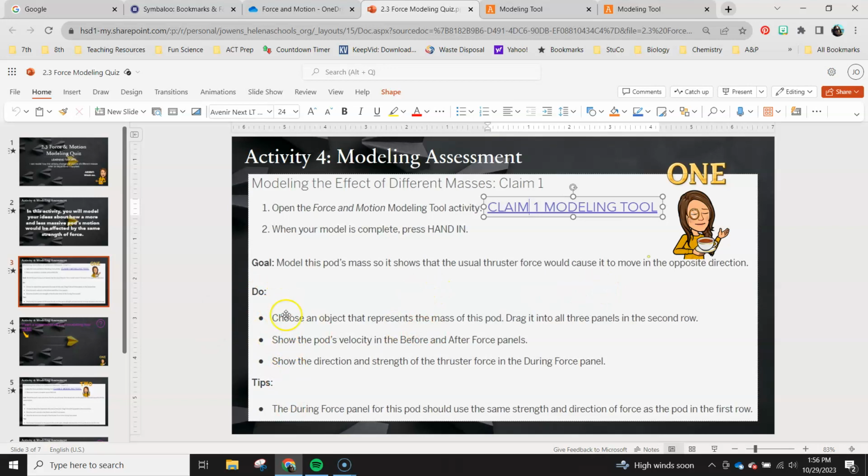Here's your little checklist of things you need to do. Choose an object that represents the mass of this pod. Drag it into all 3 panels in the second row, so you'll need 3 of that same object. Then you will show the pod's velocity in the before and after force panels, and show the direction and strength of the thruster force in the during force panel.